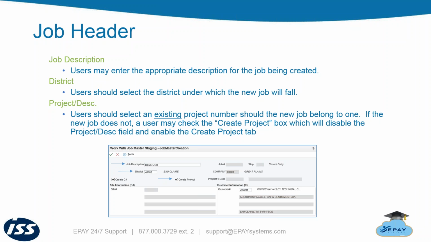The district should then be selected, and you should choose the district in which the job will fall under. And then from there, you can either select an existing project number by typing that into the open box, or if there is not an existing project, you can simply check the Create Project box, which will then enable a certain tab in which you can enter the appropriate information to create that new project.